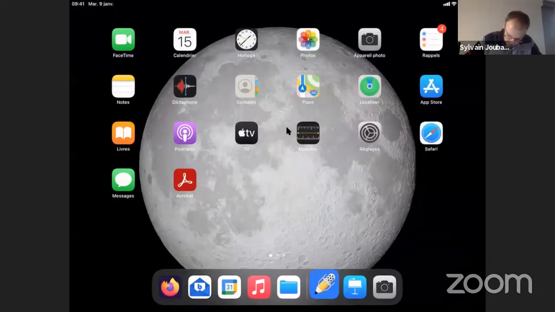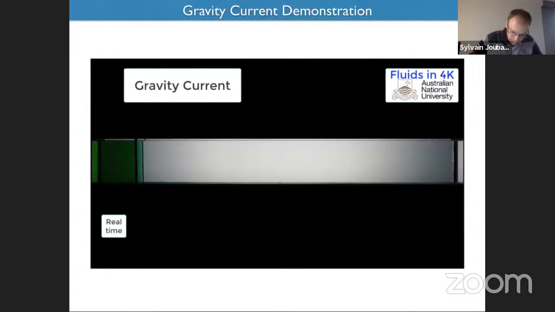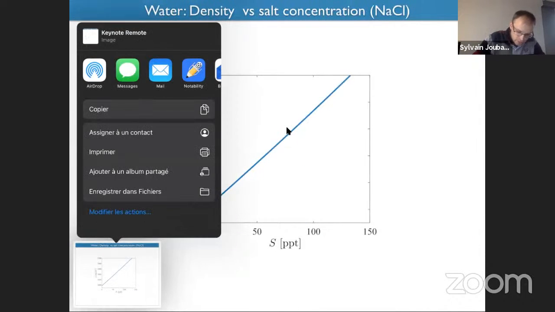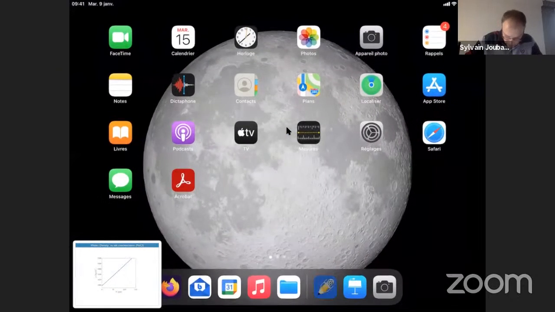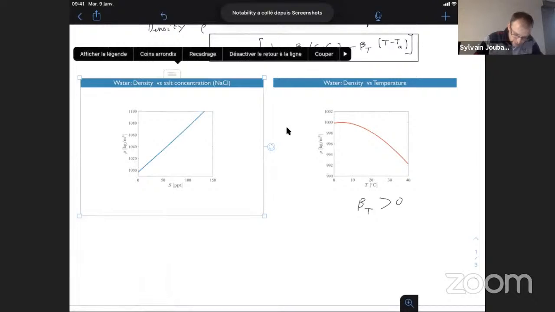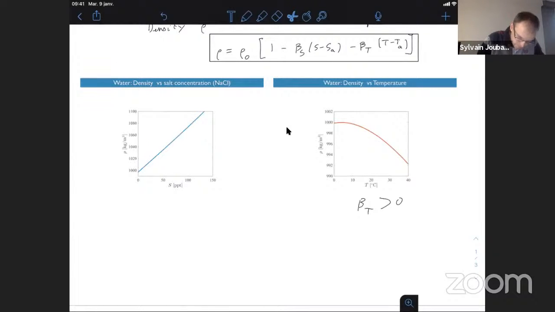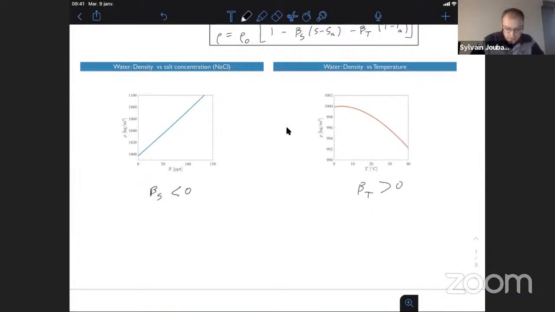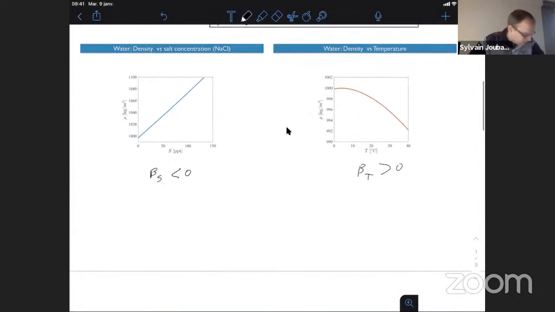And you can do the same with salinity. With salinity, the more salt you add to your system, the denser the fluid is. That's the second one that is interesting. And basically, we will use these two properties of the fluids, and basically of water, to do experiments.